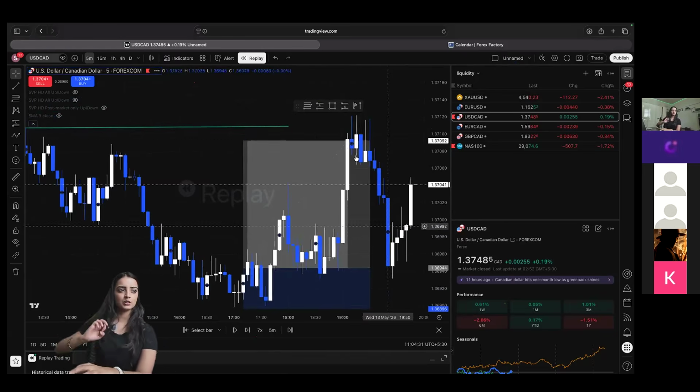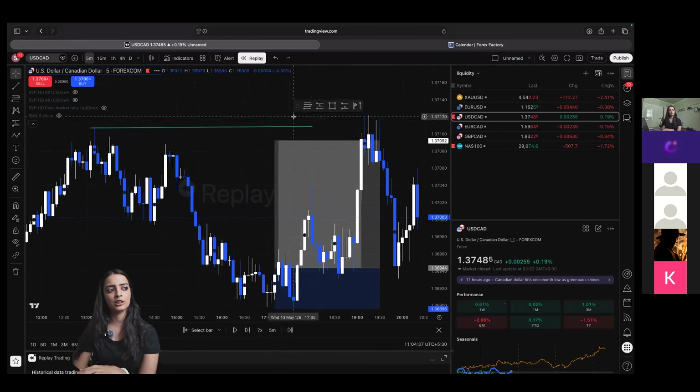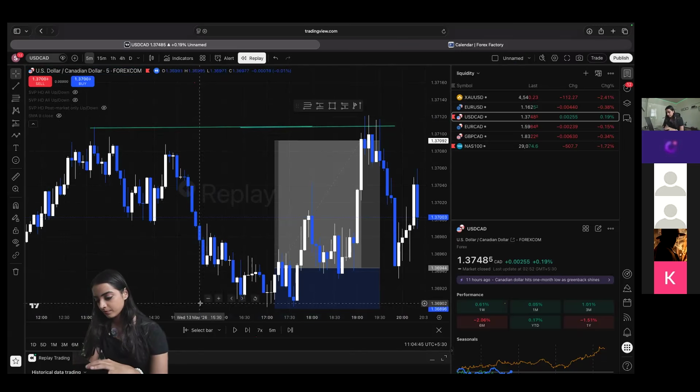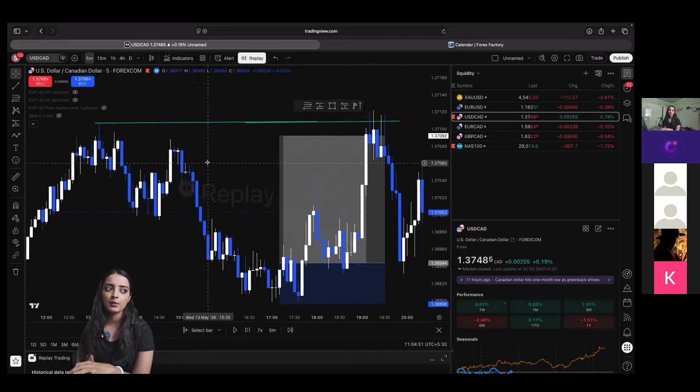Okay, guys. So price went here, and right from here, price started going down. Why do you think price changed its direction here? Was there something here? It swept liquidity. Exactly. Yes, so it is sweeping the liquidity.